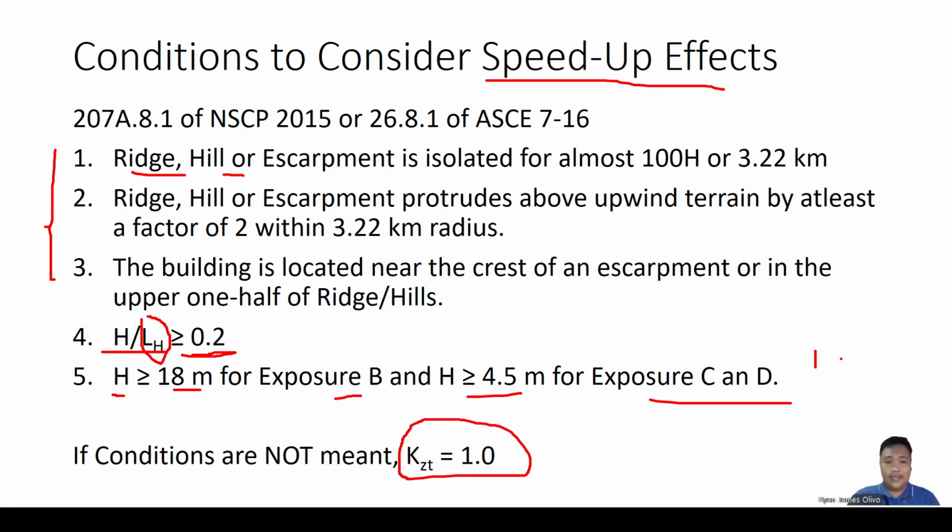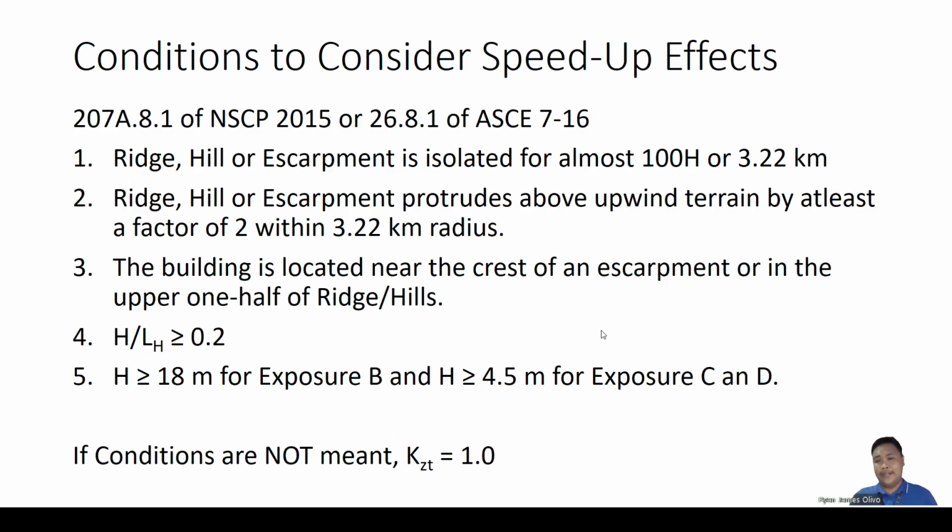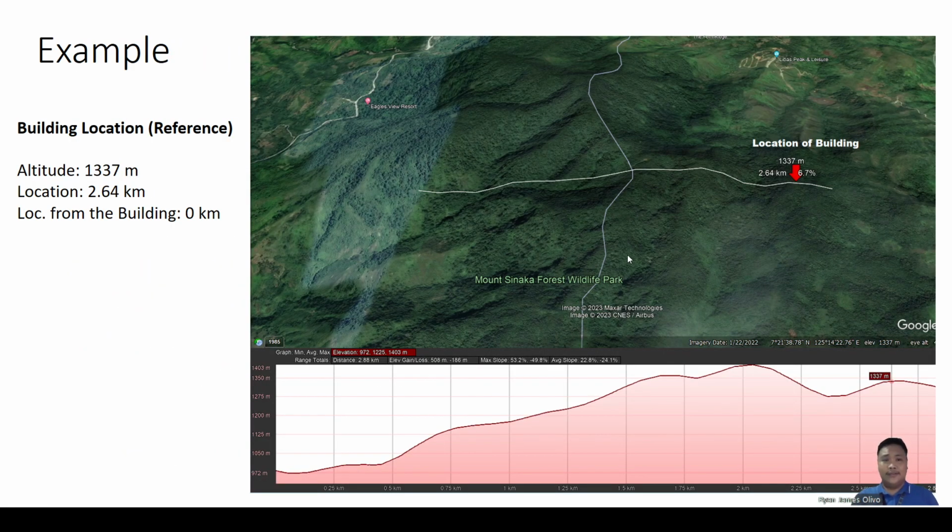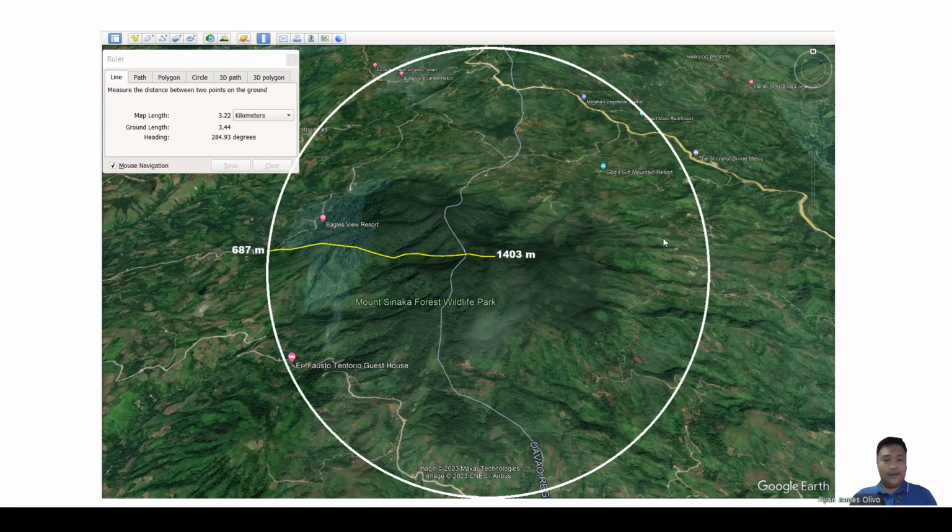So let's try if our example has these conditions. Okay, so let's go to the map. For example, let's say this one. As you can see here, the peak is 1,403 meters, or the altitude, yes, the height H is 1,403 meters. And the upwind terrain is just 687 meters within a 3.20 kilometer area. So it satisfies number 2, because 1,403 divided by 687 is greater than a factor of 2 within its radius.